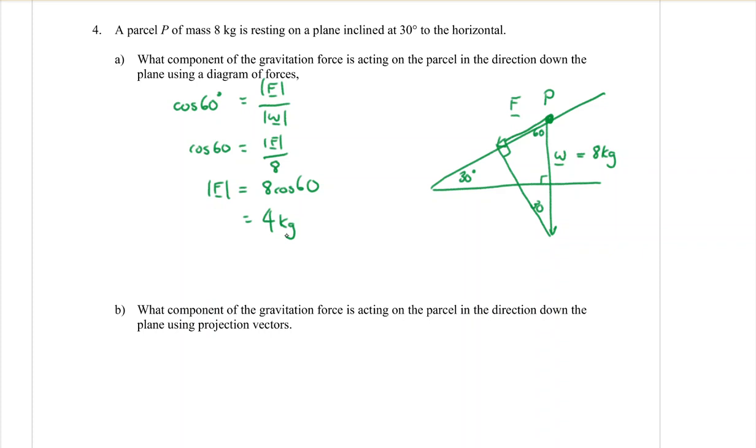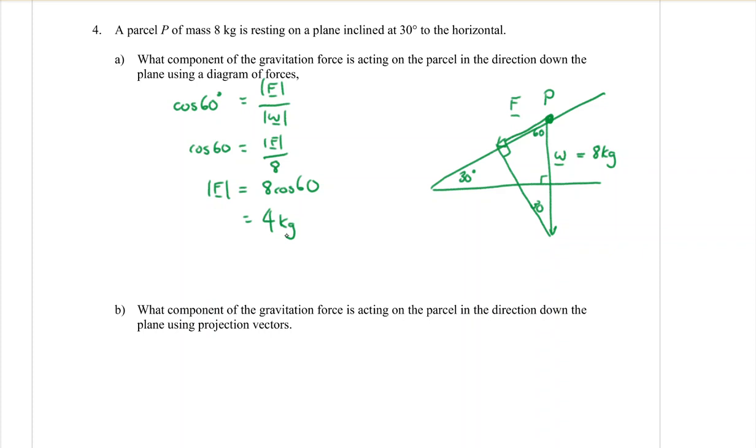So there is an equivalent of 4 kilograms that wants to be pulled down that plane, but isn't. Part B: what component of the gravitational force is acting on the parcel in the direction down the plane using vectors? Okay, so we want to use vectors to do what we've just done there again. If I'm trying to find my force direction, I'm going to need a vector in that direction.